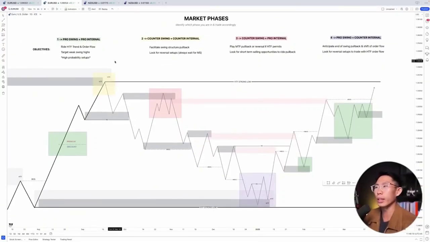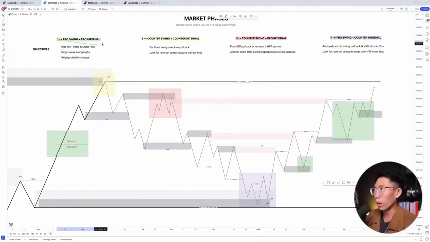And I mainly split it into 4 phases, right? So let's go through one by one. So firstly, we have the pro swing plus pro internal phase, right? And you can see the color of the phase is correlated to the color of the boxes. So you can just match the phase of the market to the color of the box, right? So first phase is the pro swing plus pro internal phase.